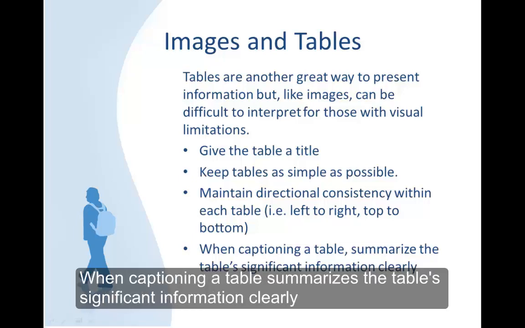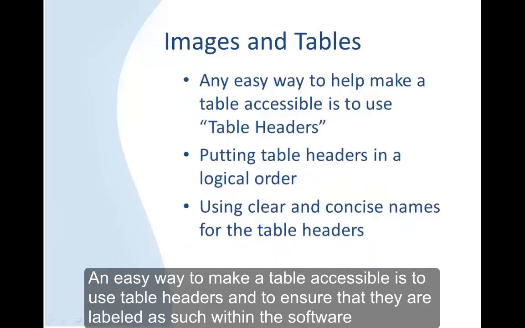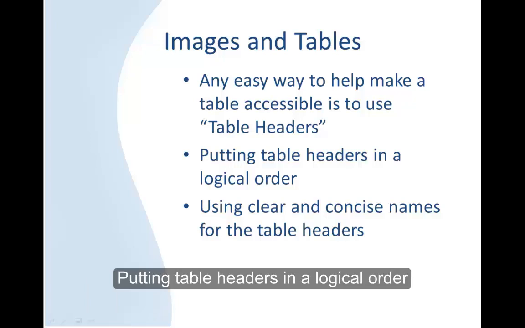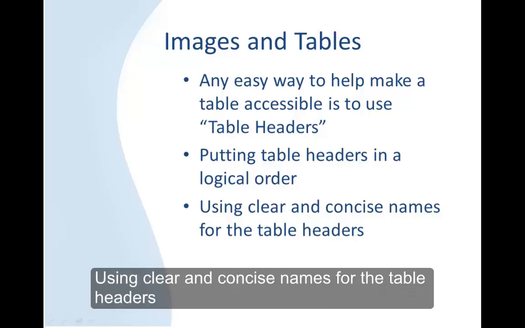When captioning a table, summarize the table's significant information clearly. An easy way to make a table accessible is to use table headers and to ensure that they're labeled as such within the software. Put table headers in a logical order. Use clear and concise names for the table headers.